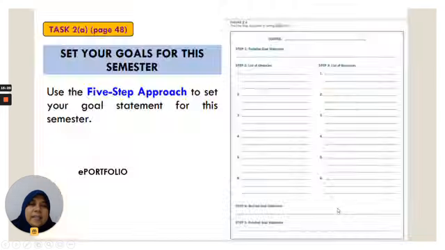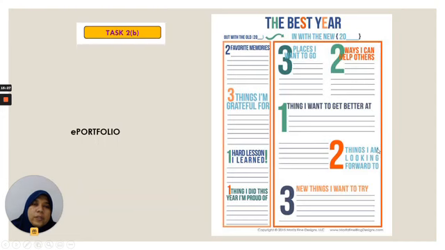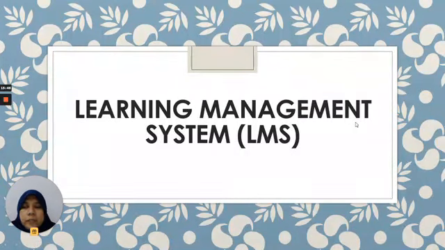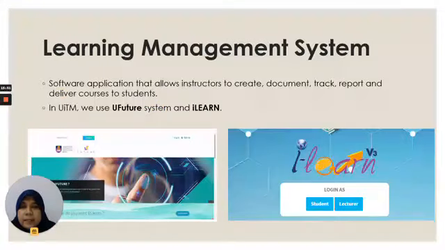So let's say this one is for your academic goal. So this one is your personal. This is for the personal goal here. So ini benda-benda yang personal lah yang kita boleh tulis di sini. 1 thing I want to get better at. So let's say you want to get better at running, so boleh tulis lah apa yang you nak di sini ya. So yang seterusnya kita ada learning management system, iaitu the LMS di sini.